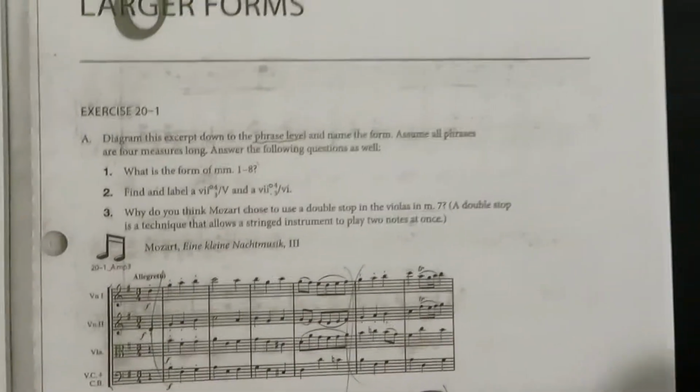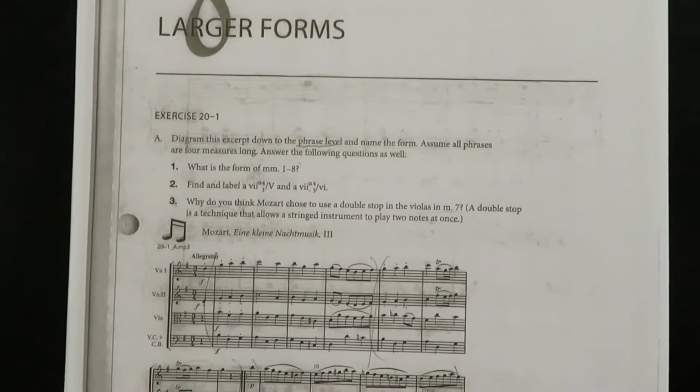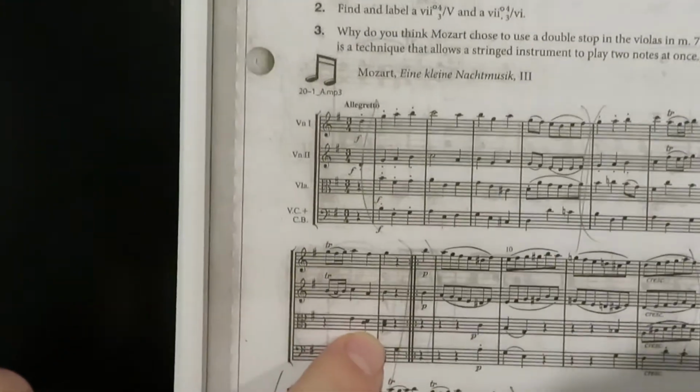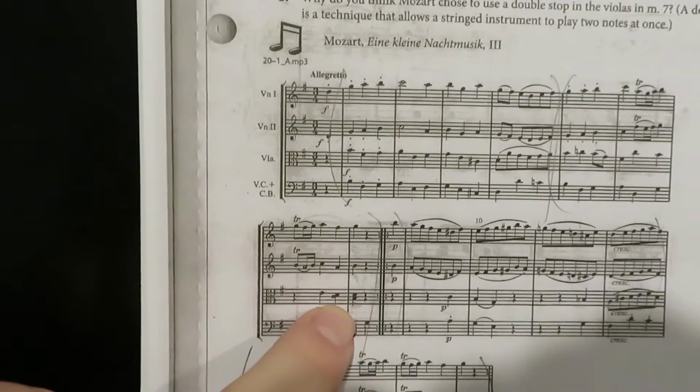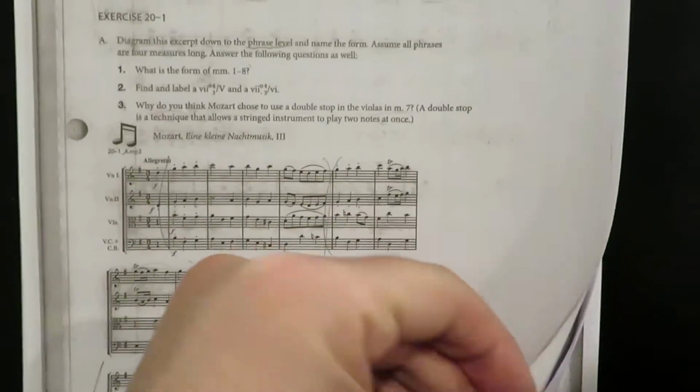Why do you think Mozart chose to use a double stop in the violas in measure 7? Double stop meaning 2 notes played at once on a string instrument. Oh, it tells you what that is. Let's go on.